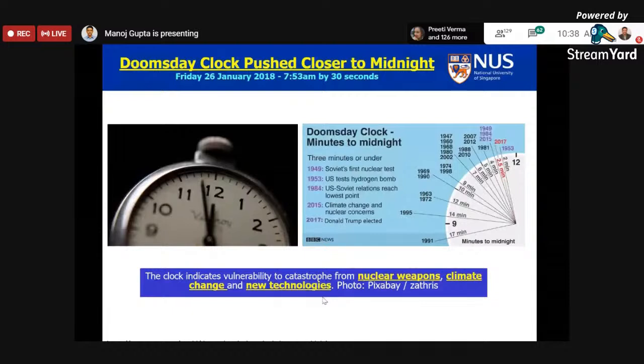It does not see any boundary. And the new technologies, once again, as I indicated, you use a bad technology, it ends up contaminating the basic requirements that you need for survival. So that is the doomsday clock. Fortunately, it has not moved for the last 2 years, but about 2 years back in 2018, it moved by 30 seconds towards 12 o'clock.